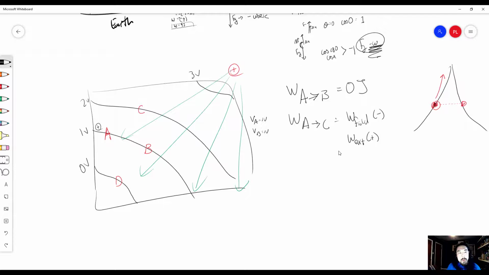Okay, so what about the work from A to D? Now we have to think about it. We're going away from the positive source. We have a positive charge, and that positive charge is going away from this big positive source here. It wants to do that. Because it's doing what it wants to do, we can say that the work done by the field is positive.